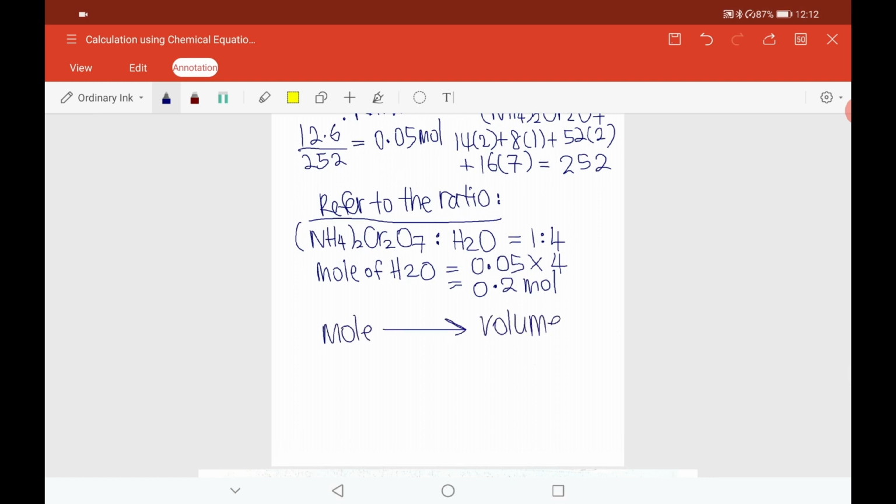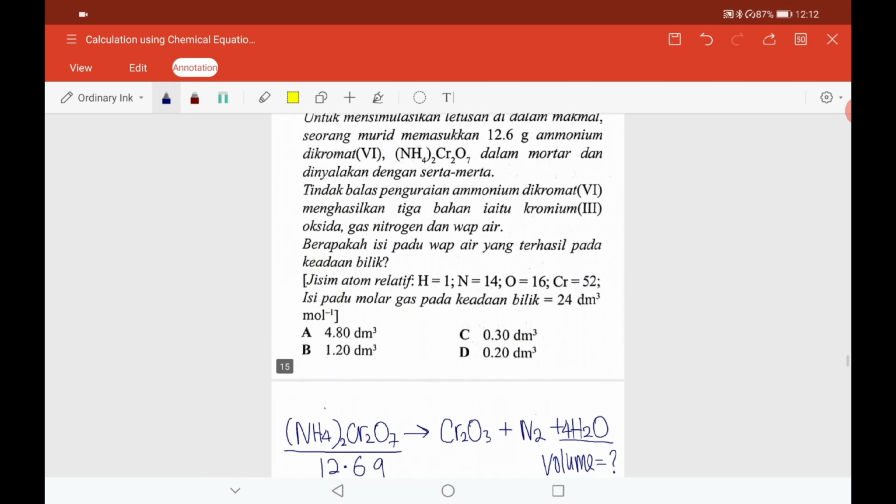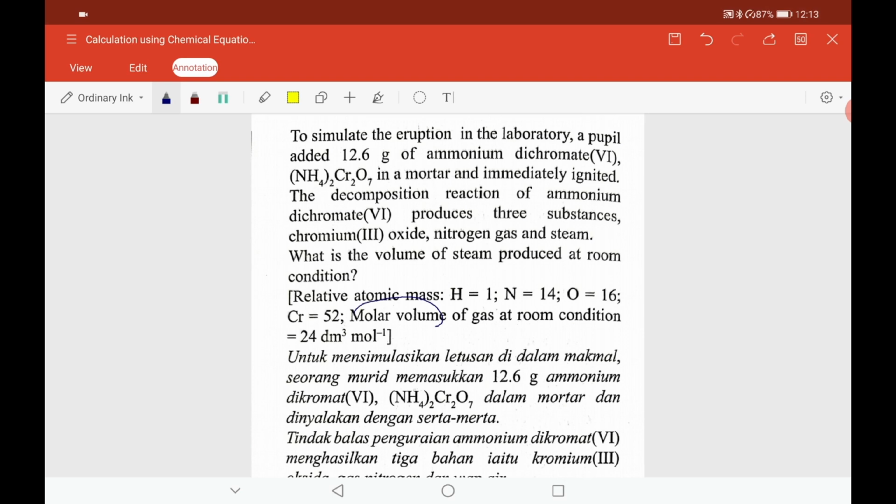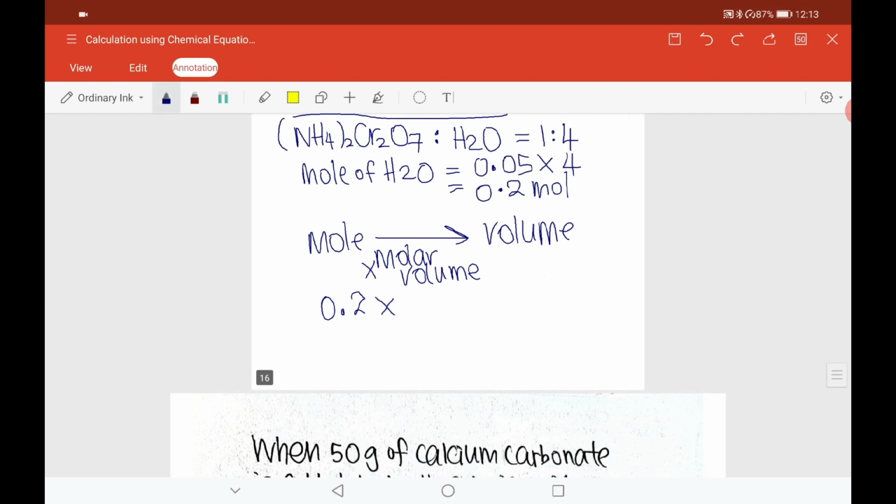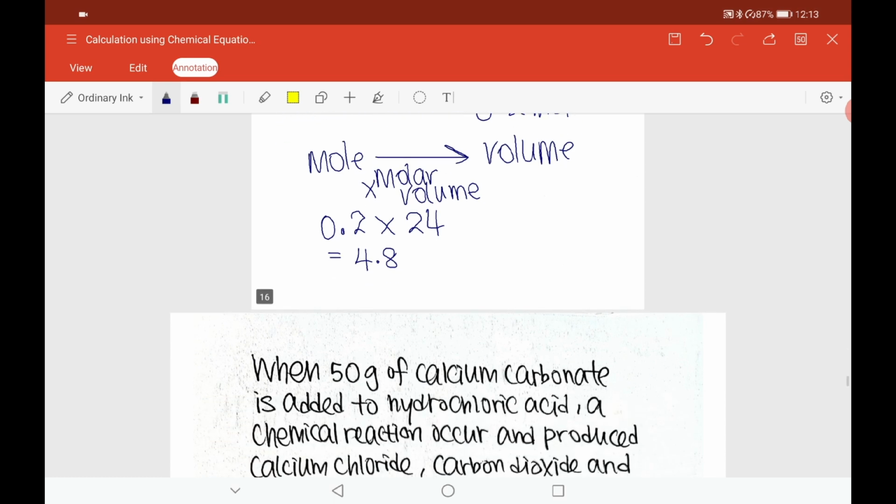Mole and volume is related by molar volume. So your mole is 0.2 multiplied with the molar volume. So what is the molar volume? Let's check the given one. The molar volume is given to be 24. So 0.2 multiplied with 24, we will get 4.8. And don't forget about the unit.